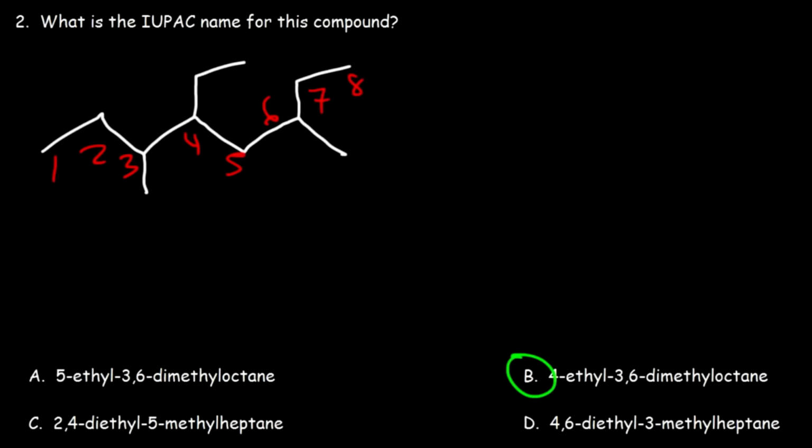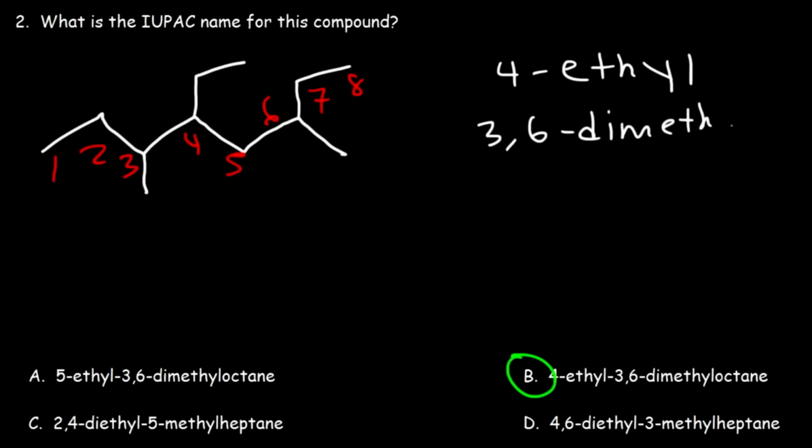So when you name it, you want to start with ethyl, since E comes before M. And then we have a 3,6-dimethyl. And then because we have an 8-carbon chain, it's octane. If you recall, methane is associated with 1 carbon, ethane 2, propane 3, butane is 4, pentane is 5, hexane is 6, heptane is 7, octane is 8, nonane is 9, and decane is 10. So B is the right answer for this problem.